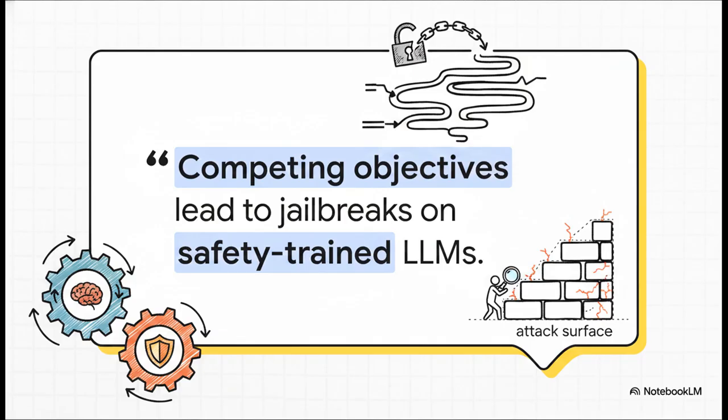So what does this mean for us? It means simply scaling up models, just throwing more compute or more data at the problem, won't magically fix security. If anything, it might actually make your attack surface even wider.